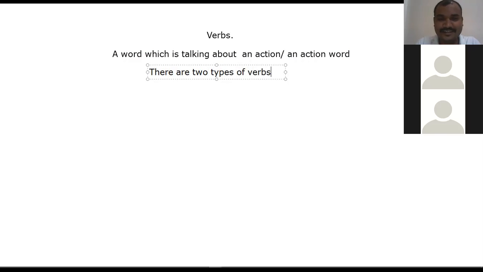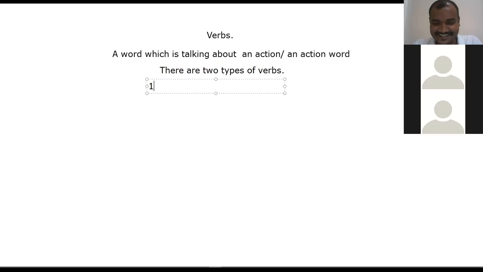How many types of verbs are there? Two types. Right. So now what are the two types? You first write, I will tell you. Main verbs and helping verbs, also called auxiliary verbs. So main verbs and helping verbs.